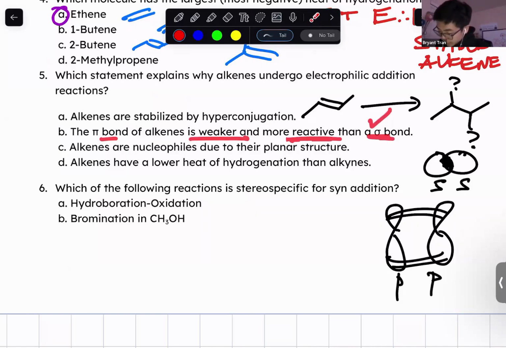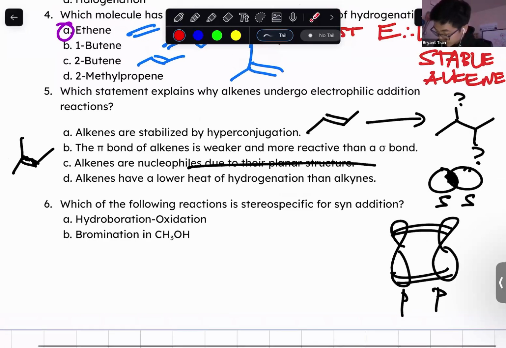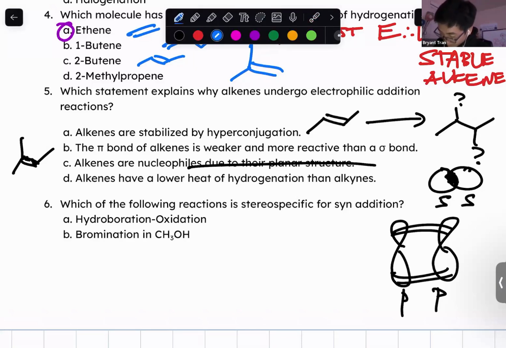Okay, so alkenes are nucleophiles due to their planar structure. They are nucleophiles, but it's not because of their planar structure, right? They are nucleophiles because of their double bond right here. This bond has 2 electrons, which can be used to attack an electrophile, right? This second part is not good. Alkenes have lower heat of hydrogenation than alkynes. That is not true either, because alkynes will have more bonds to release more heat when we do hydrogenation. So the answer here would be B.